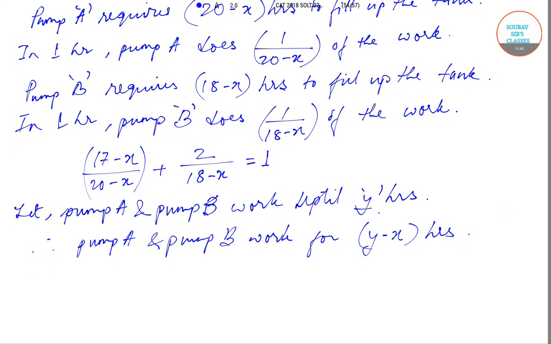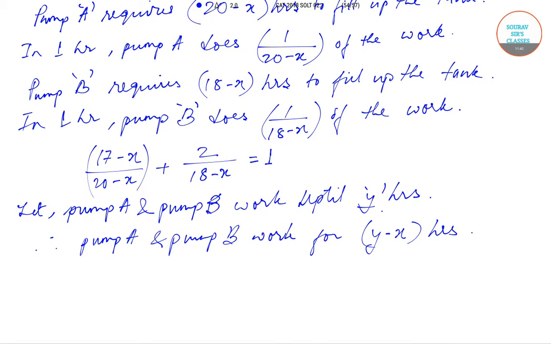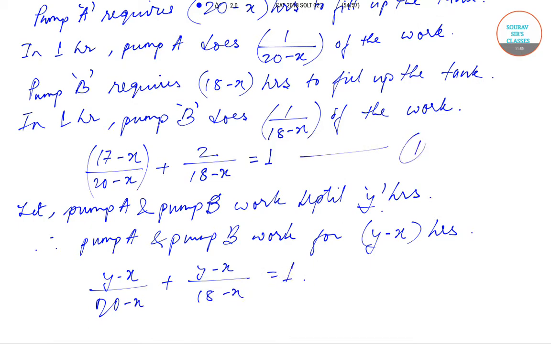So now we can say that the amount of work that was done by pump A and pump B both will be: pump A will have done (y minus x) by (20 minus x), plus (y minus x) by (18 minus x), and this is equal to 1. So this is equation 1 and this is equation 2.